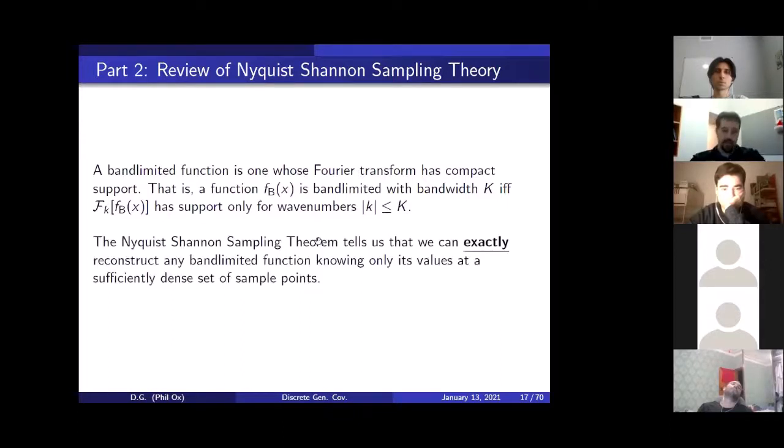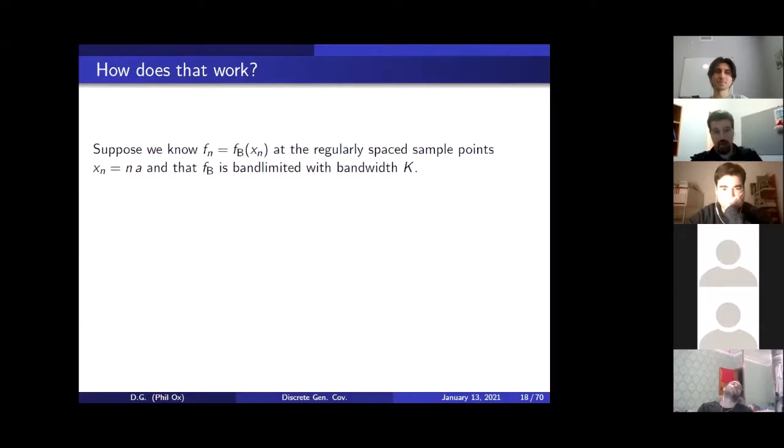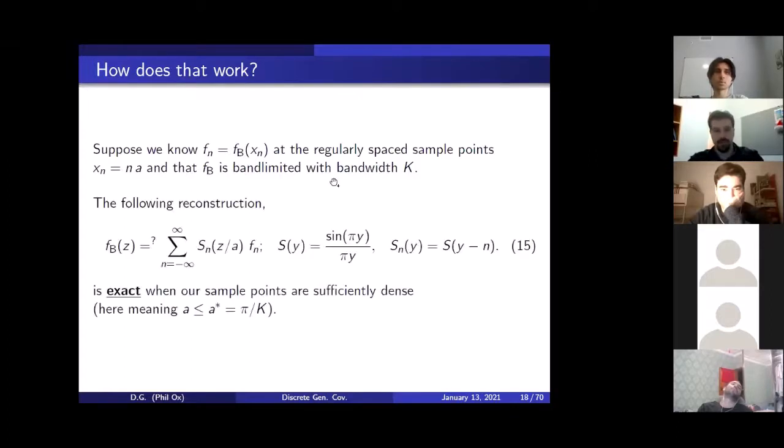And the Nyquist-Shannon sampling theorem tells us that we can exactly reconstruct any band-limited function, knowing only its values at a sufficiently dense set of sample points. This is a really magical thing, if you ask me. And so let's show how exactly that's supposed to work. Suppose that we know the values of this function f_n at some points x_n, which are regularly spaced, x_n equals n a. So some spacing a, we know the values of the function at those points, and we know that f is band-limited with some bandwidth K.